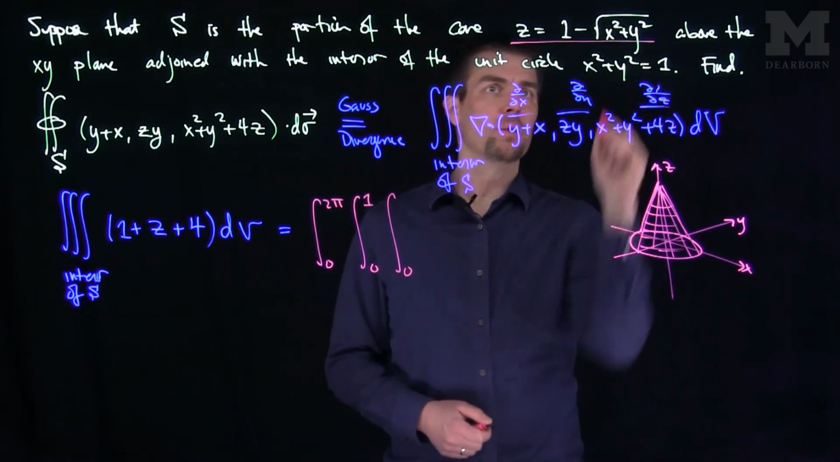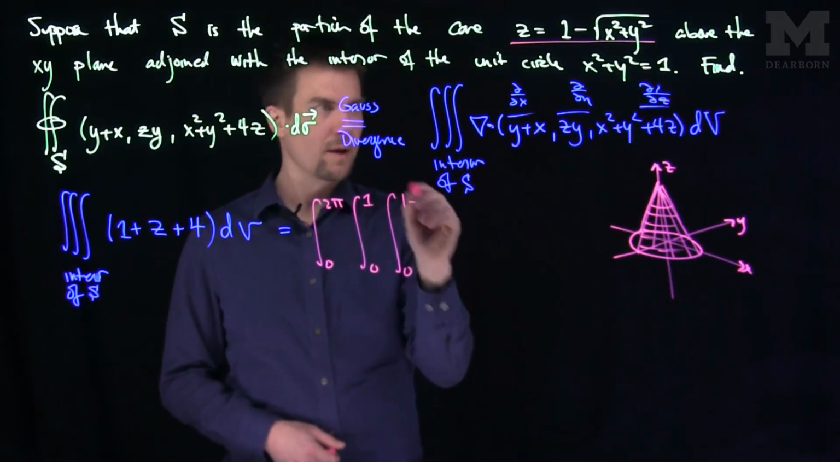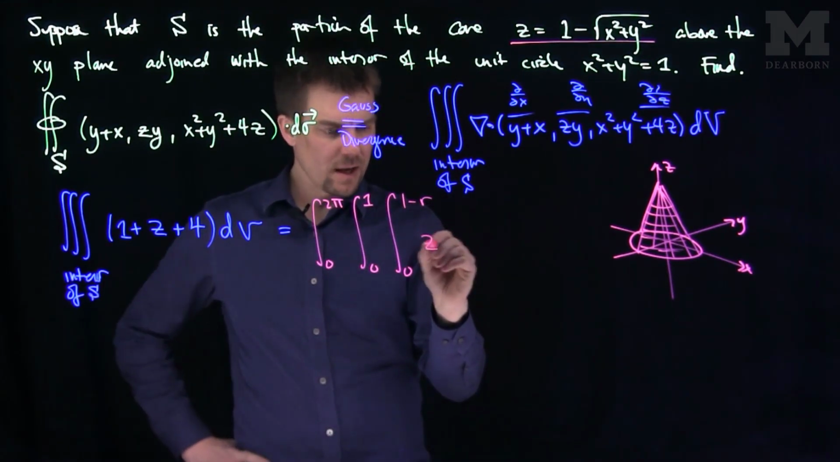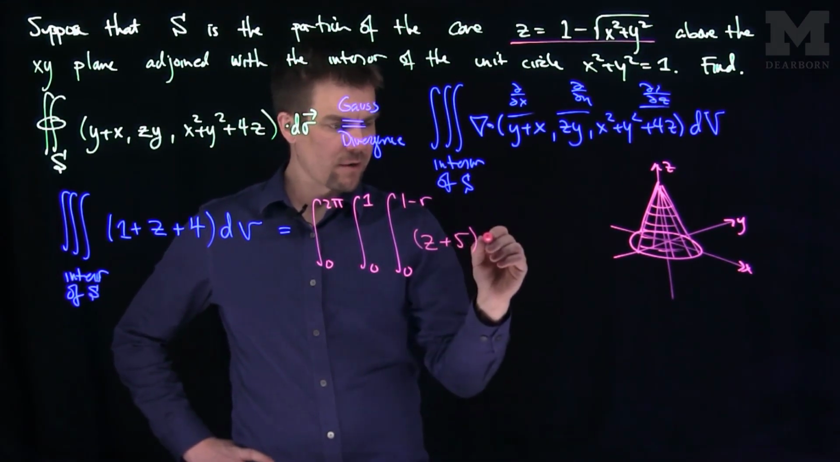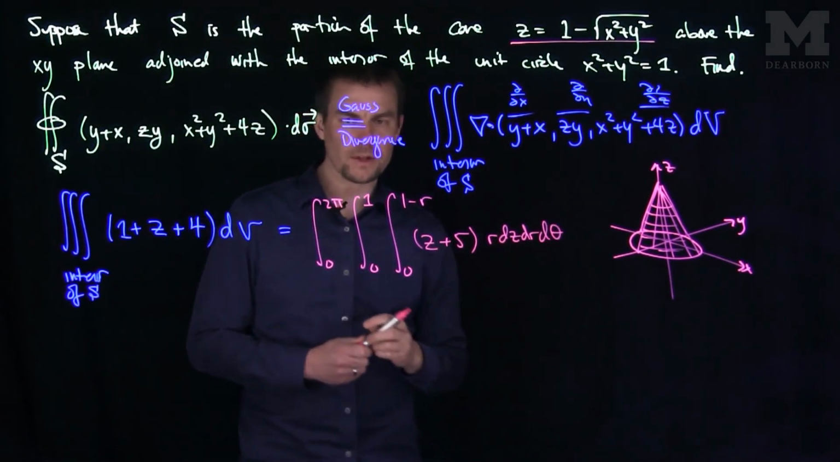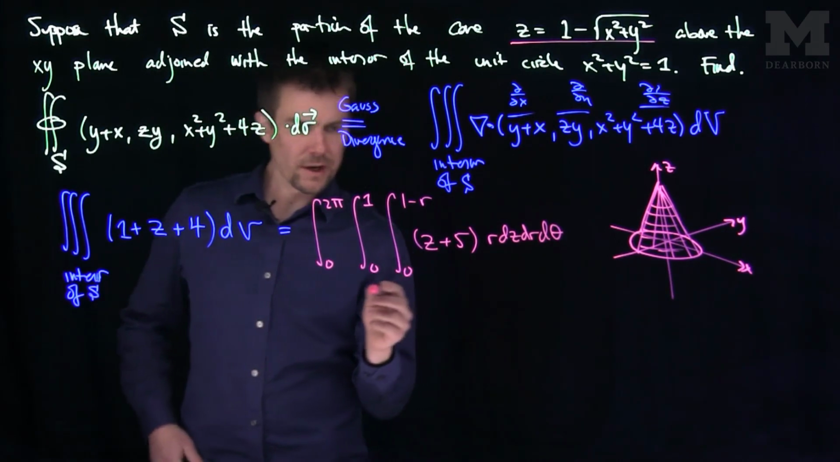Well, let's see, what is z equal to on this cone? It's equal to 1 minus r. So we have that. Then we're going to have a z plus 5. Then we're going to have an r dz dr d theta for our Jacobian. So let's do these integrations. So I'm going to first integrate z.